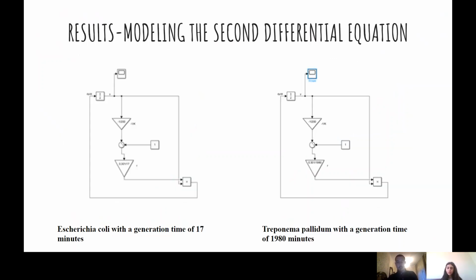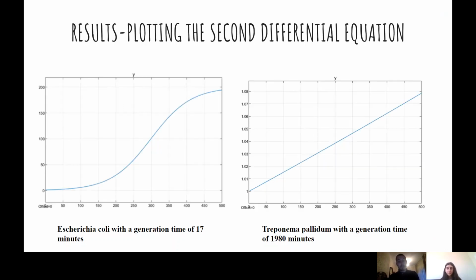And here is our Simulink block diagram for the second differential equation that we used. It's a bit more complicated because it contains the equilibrium value, and the differential equation itself is a little bit more complicated than the first one, but it's still not that hard. So here's the results using the second differential equation.